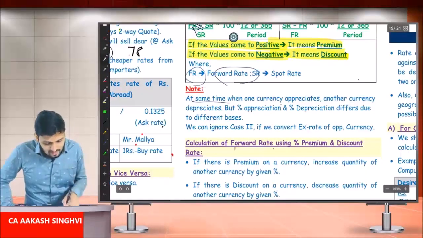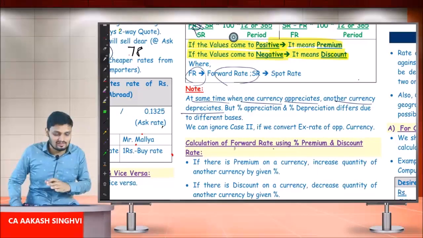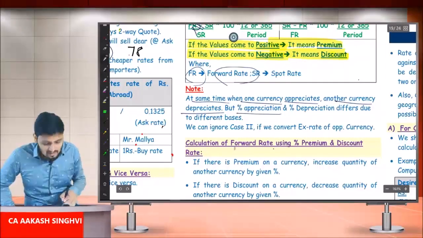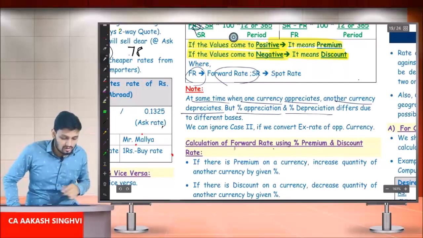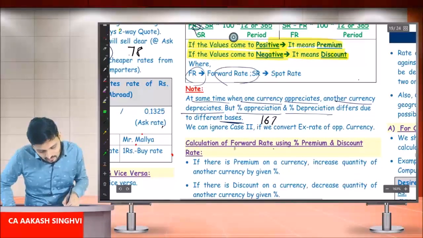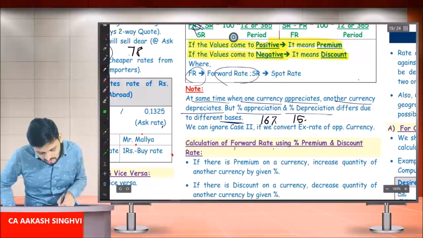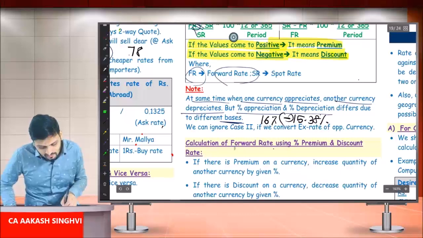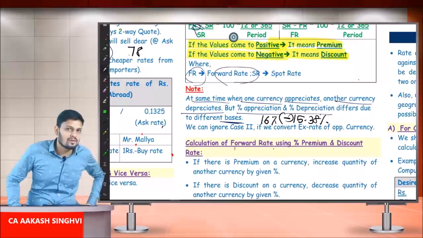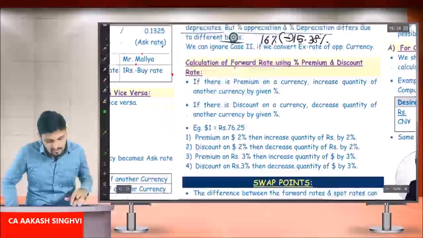At the same time, when one currency appreciates, another currency depreciates. Obviously, if one currency is appreciating, another currency depreciates. But percentage appreciation and percentage depreciation differ due to different bases. We had seen that percentage appreciation was 16%, but depreciation of rupee was not 16%. It was only 15.38% negative. Correct? So percentage appreciation of one currency doesn't mean that the other currency is depreciating by the same percentage.